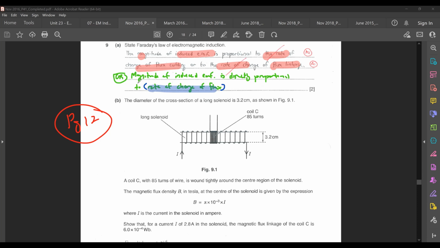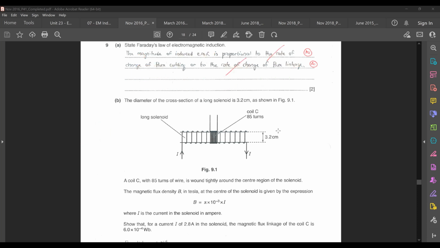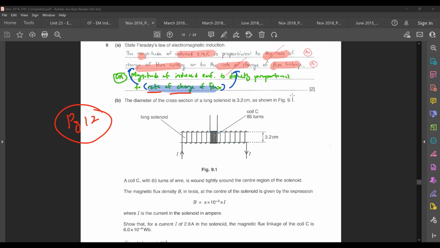A more specific case would be rate of change of flux cutting or rate of change of flux linkage. But rate of change of flux works just as fine. Another thing that I should mention to you is that always make sure you mention the word rate. Okay, rate of change, because this is the keyword here. If you just say it's equal to change of flux cutting, change of flux linkage, that is actually not the correct one. You must say rate of change.